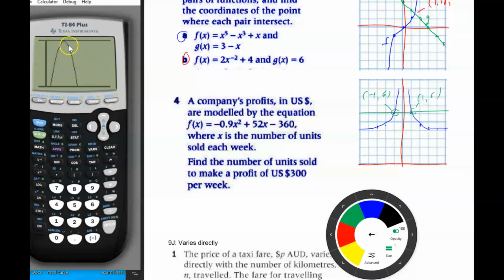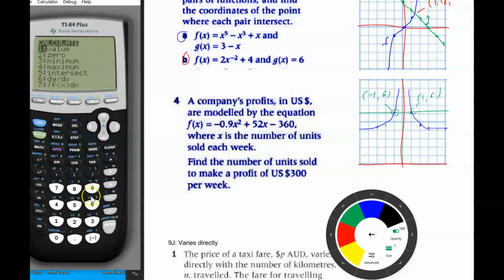Okay. And, oh, actually the profit that's desired is 300, not 400. $300. Okay. Now we'll see the profit line crossing at 2 different points. And so normally we want the first point, but we could find both just to be complete. So how do we find those points?